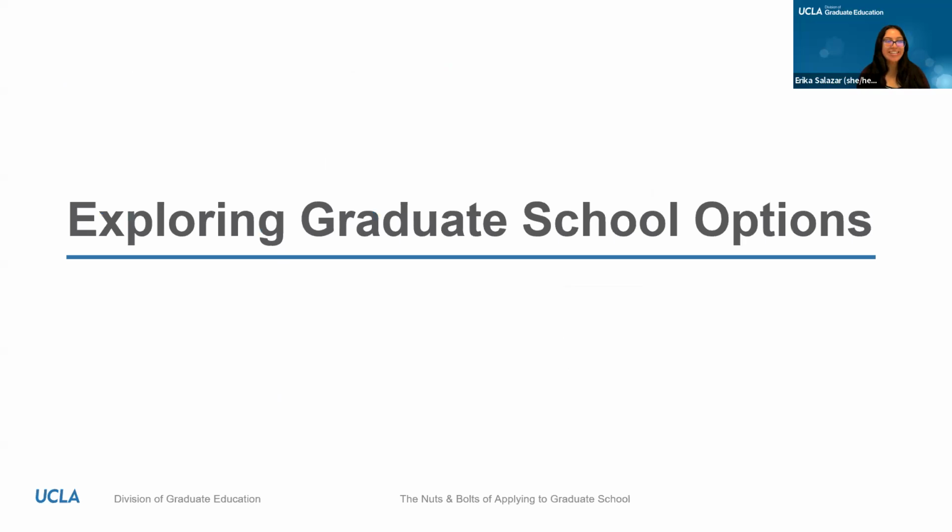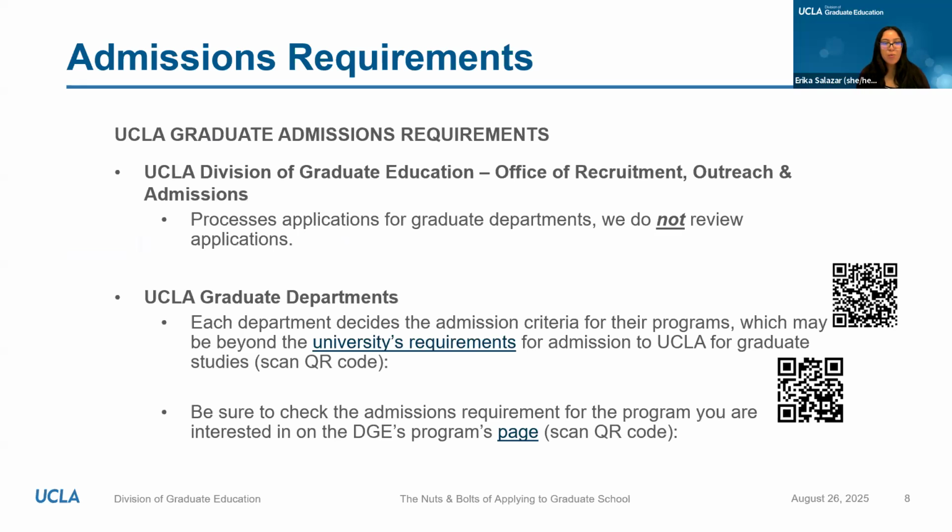I'd like to talk a little bit more about exploring your graduate school options. So that research phase of the general admissions process. So when considering graduate programs, perhaps you'd like to consider graduate school at UCLA. If you're interested in applying, we'd like to note that the Recruitment, Outreach, and Admissions Office is responsible for managing and supporting all aspects of outreach, recruitment, and graduate admission.